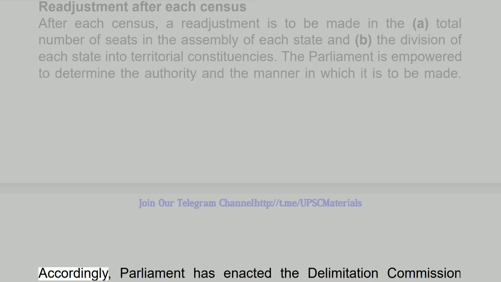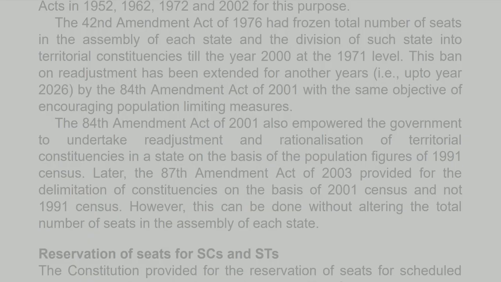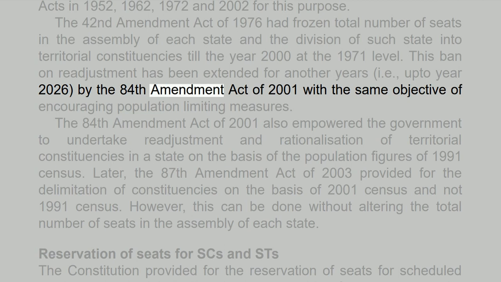Accordingly, Parliament has enacted the Delimitation Commission Acts in 1952, 1962, 1972 and 2002 for this purpose. The 42nd Amendment Act of 1976 had frozen the total number of seats in the assembly of each state and the division of such state into territorial constituencies till the year 2000 at the 1971 level. This ban on readjustment has been extended for another 25 years, i.e., up to the year 2026, by the 84th Amendment Act of 2001 with the same objective of encouraging population limiting measures.